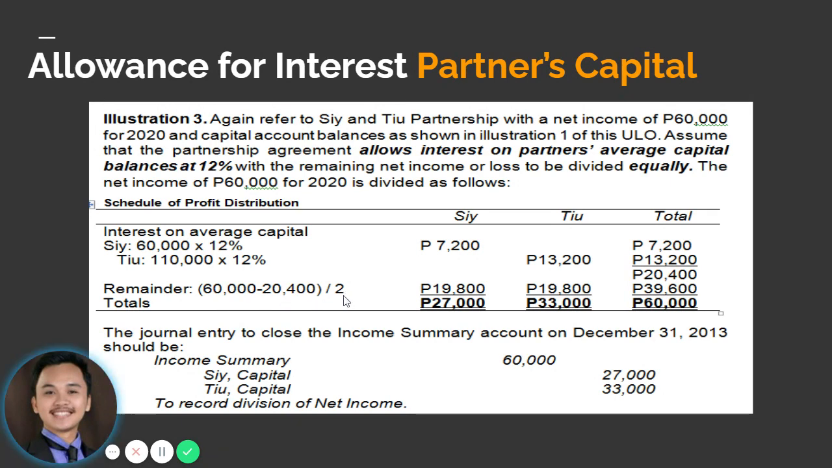So therefore, such remaining balances will be given to C and Chu. So 60,000 minus 20,400 divide 2. So para kay C, 19,800 and then 19,800 also for Chu. So therefore, in total, from 60,000, 27,000 will be given to C and 33,000 will be given to Chu. So journal entry to recognize such distribution will be debit to income summary of 60,000, credit to C and Chu capital for 27,000 and 33,000 respectively.